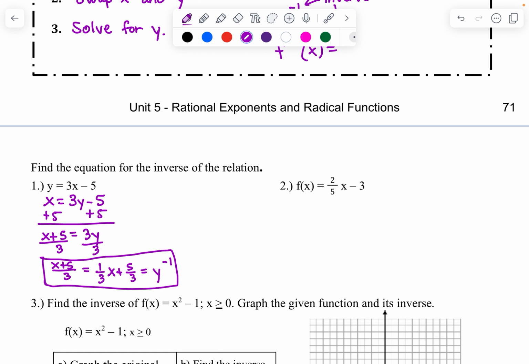All right, number 2 is given in function notation. So first step, swap the f of x equals to be y equals. And then replace y with x and x with y.